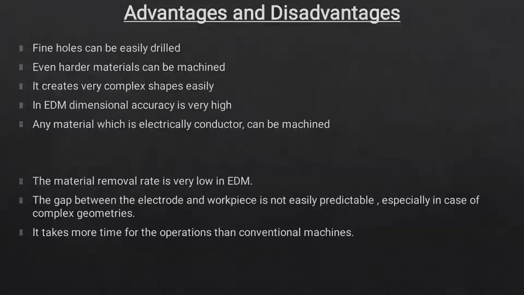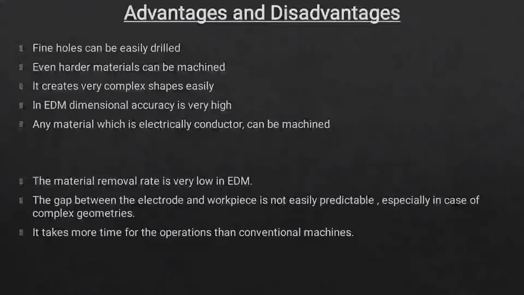Next slide. Now it is the advantages and disadvantages of EDM. First, advantages. Fine holes can be easily drilled in EDM. Even harder materials can be machined. It creates very complex shapes very easily. In EDM, dimensional accuracy is very high compared to conventional machines like lathe and milling. Any material which is electrically conductive can be machined easily. I hope you all understand.